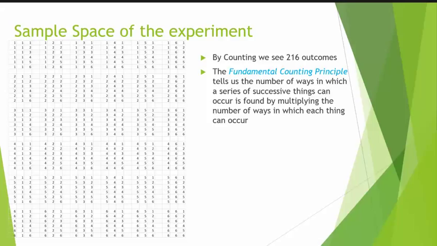The fundamental counting principle tells us the number of ways in which a series of successive things can occur is found by multiplying the number of ways each thing can occur. When you roll a die one time, there are 6 different things that can happen: the number 1 can come up, 2, 3, 4, 5, and finally 6. So the first time you roll it, you've got 6 things that can occur. The second time you roll it, 6 possible outcomes. And the third time you roll it, 6 possible outcomes.